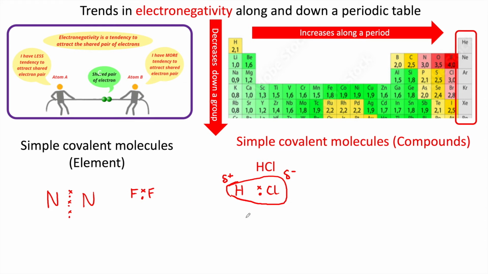We can also draw it like this, where we've got the hydrogen here, we've got the chlorine there, and when you draw your covalent bond like this, you put a cross there to show that the shared pair of electrons is more towards the chlorine.